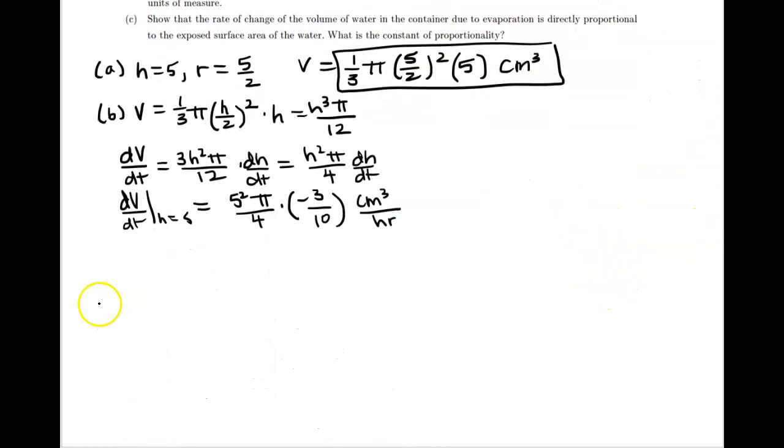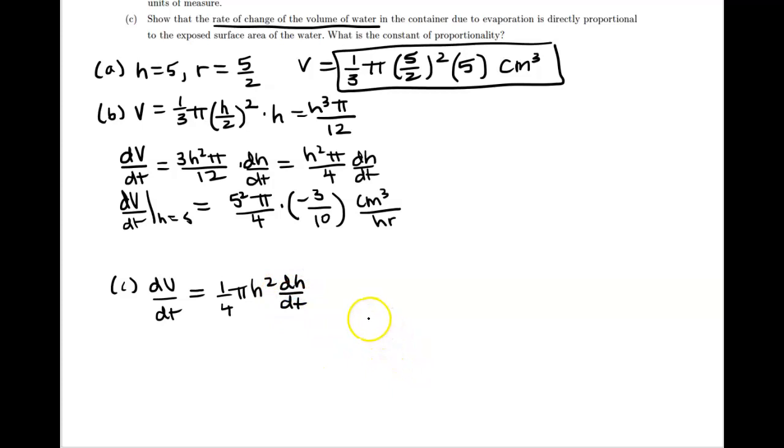For part C, it says, show that the rate of change of the volume of water in the container due to evaporation is directly proportional to the exposed surface area of the water, and then what is the constant of proportionality? If you're trying to say that you're directly proportional, that just means you're equal to but times a constant. So the rate of change of the volume of the water, that means dV/dt. We already found that before was this value right here. So I'm going to rewrite it a little bit, 1/4 pi h squared times dh/dt.